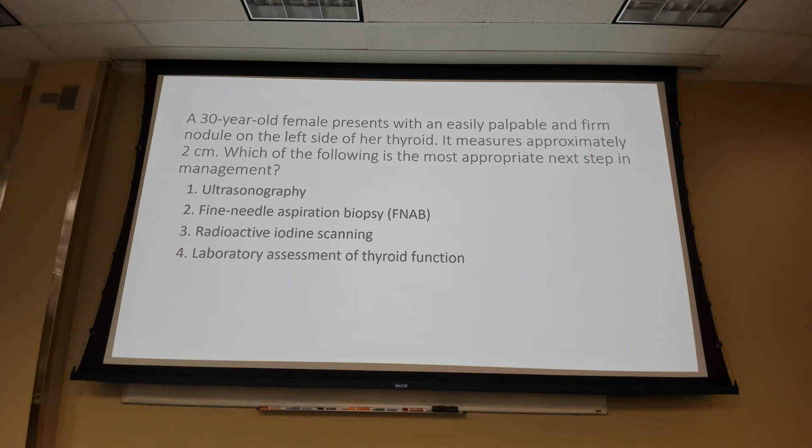So you've got a 30-year-old female. She's got a firm, palpable nodule on the left side of her thyroid. It's 2 centimeters. What's the most appropriate next step for this patient? It's easy, right? TSH. Good. So that's our first step. What do we do after the TSH? Yeah, we want to ultrasound that.